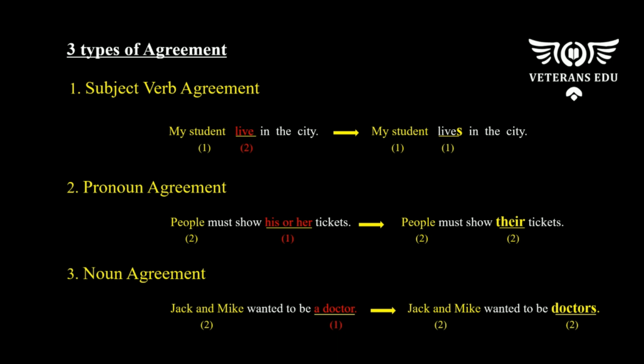Remember, there are three types of agreement questions tested in the writing section of the SAT. It's subject-verb agreement, pronoun agreement, and noun agreement.